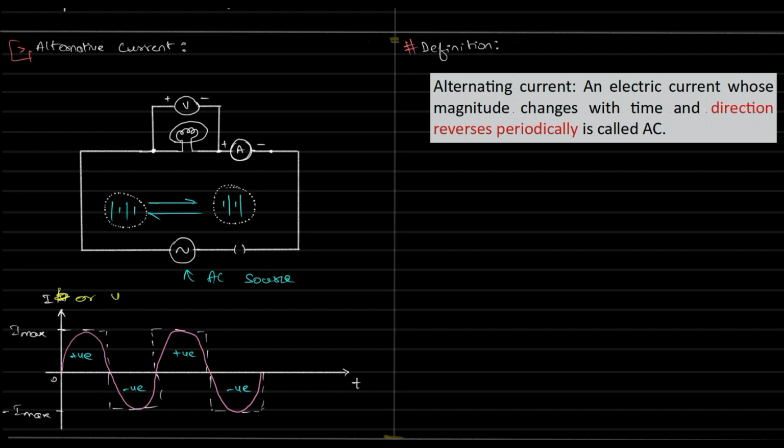Basically, in terms of electrons, they will go forward, and in the next fraction of a second, they'll come back. Let me show that. Electrons will go forward. In the next fraction of a second, they will come back. Go forward, come back. This is what happens when you switch on. Right? Makes sense? This is your alternating current.